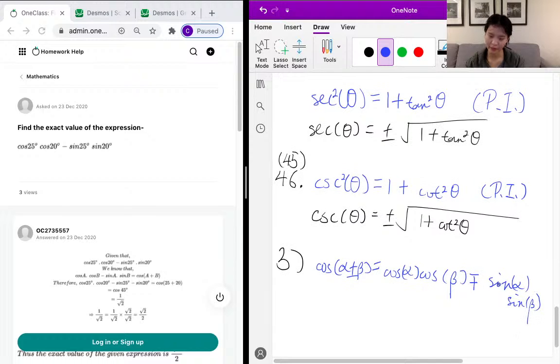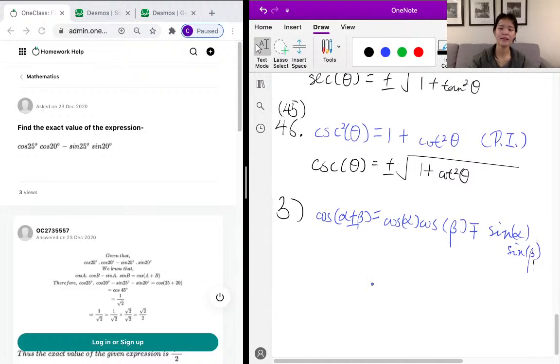Okay, so this is one of our trig identities. Note that here the positive sign is on top and here the positive sign is on the bottom. This is because cos of A plus B is equal to cos A cos B minus sin A sin B. Just note the sign change here.